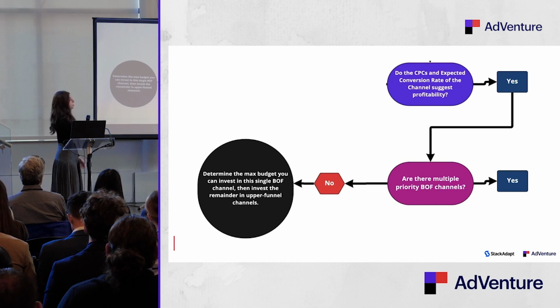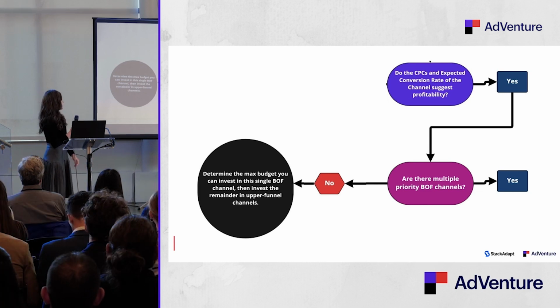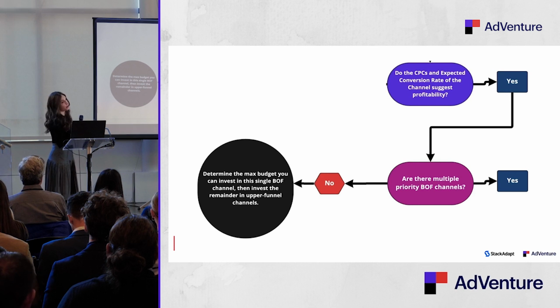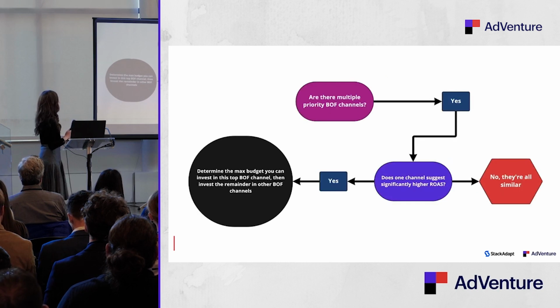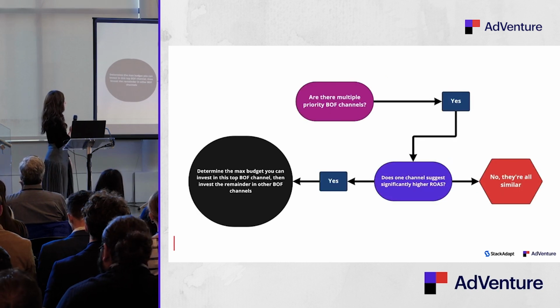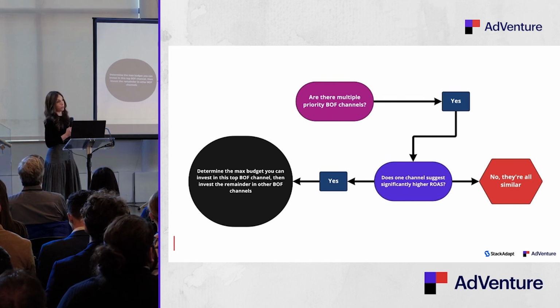If the CPCs at expected conversion rate predict profitability, then we're going to ask, are there multiple priority bottom of funnel channels? If not, we could determine the max budget that we want to invest in that channel and essentially put the rest of our budget into upper funnel channels. If there are multiple priority bottom funnel channels, then we're gonna ask, does anyone suggest higher ROAS? Because even within the framework of profitability, there's going to be different levels.